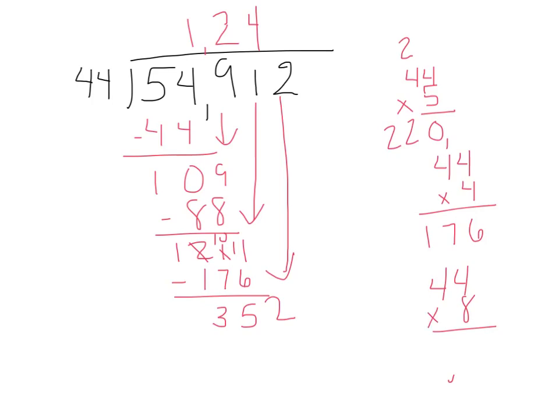4 times 8 is 32. Carry the 3. 4 times 8 is 32, plus 3 is 35. 352. Subtract. Comes out nice and even. Make sure you put that 8 up top. I almost forgot. You're left with nothing, so your answer is 1,248. We do need a label. So our label would be 1,248 seats.